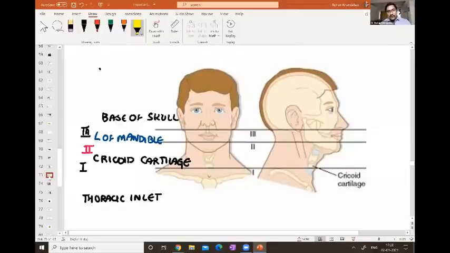The question which I want you to remember: zone 2 is the most commonly injured zone and the most surgically accessible zone as well. Zone 2, most commonly injured and most surgically accessible. Zone 1 is associated with maximum mortality.